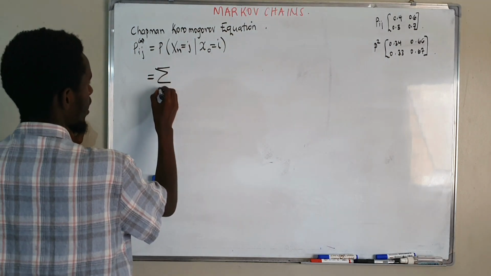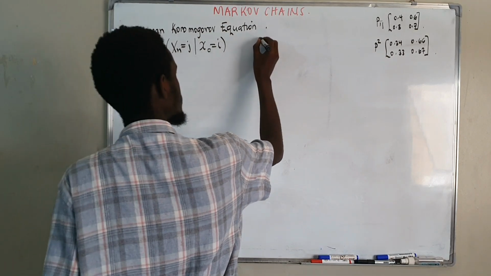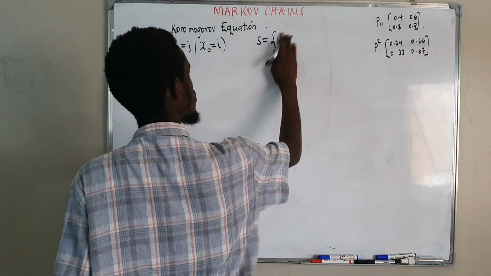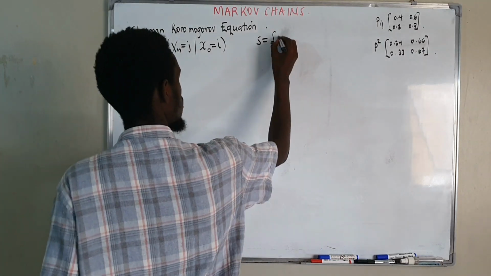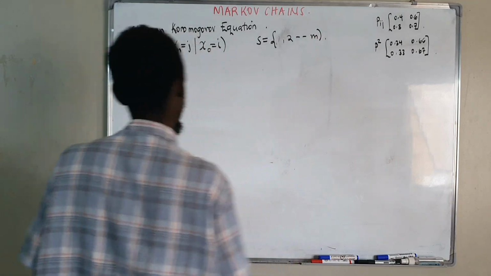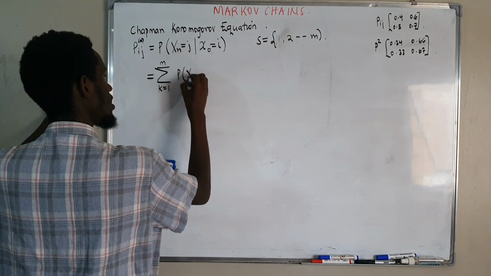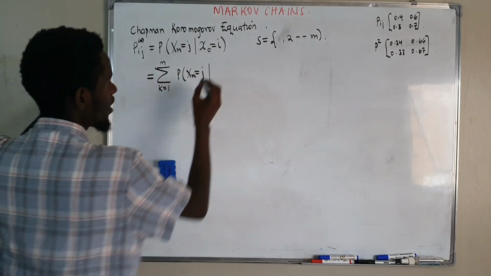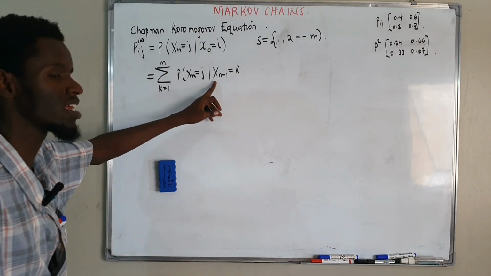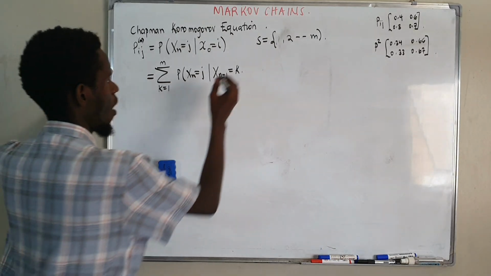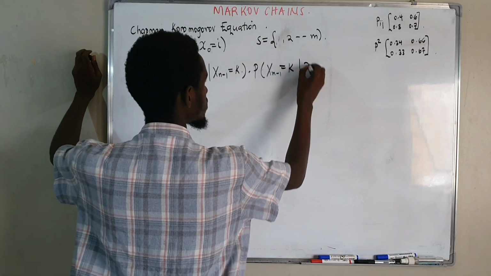This means that I will sum from k equaling 1 up to, for example, m, because our state space S should contain a finite number of states: 1, 2 up to m, so we have m states. We shall have the probability of X_n equaling j, given our present X_{n-1} is equal to k, because from the previous example we saw that our present is always changing, times the probability of X_{n-1} equaling k, given X_0 equaling i.